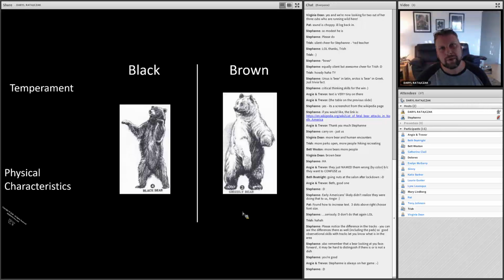Well, what about their temperament? This is where you start getting the differences between these two bears.